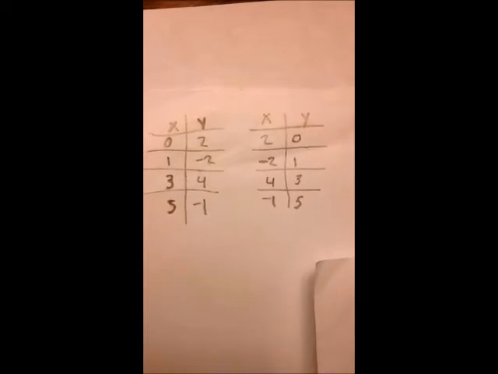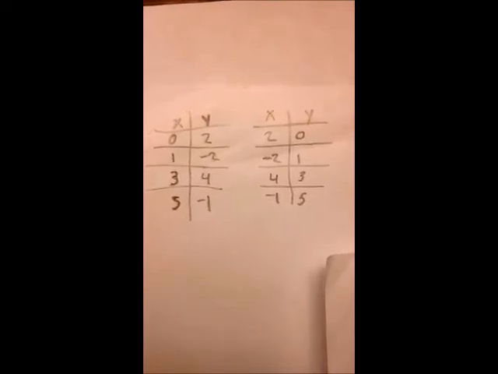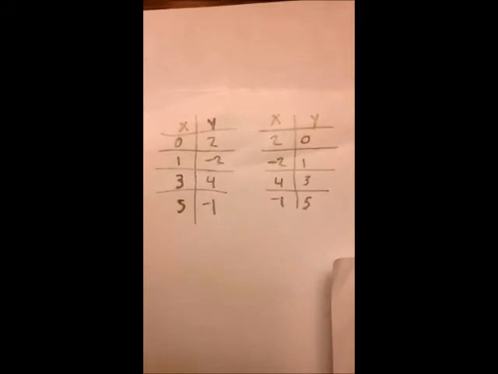An inverse function is a relation formed when the domain is exchanged with the range in a given relation. This function has ordered pairs of (0, 2), (1, -2), (3, 4), and (5, -1). The inverse of this function would have the ordered pairs of (2, 0), (-2, 1), (4, 3), and (-1, 5). So as you can see, the inverse function switched the x and the y of the original function.